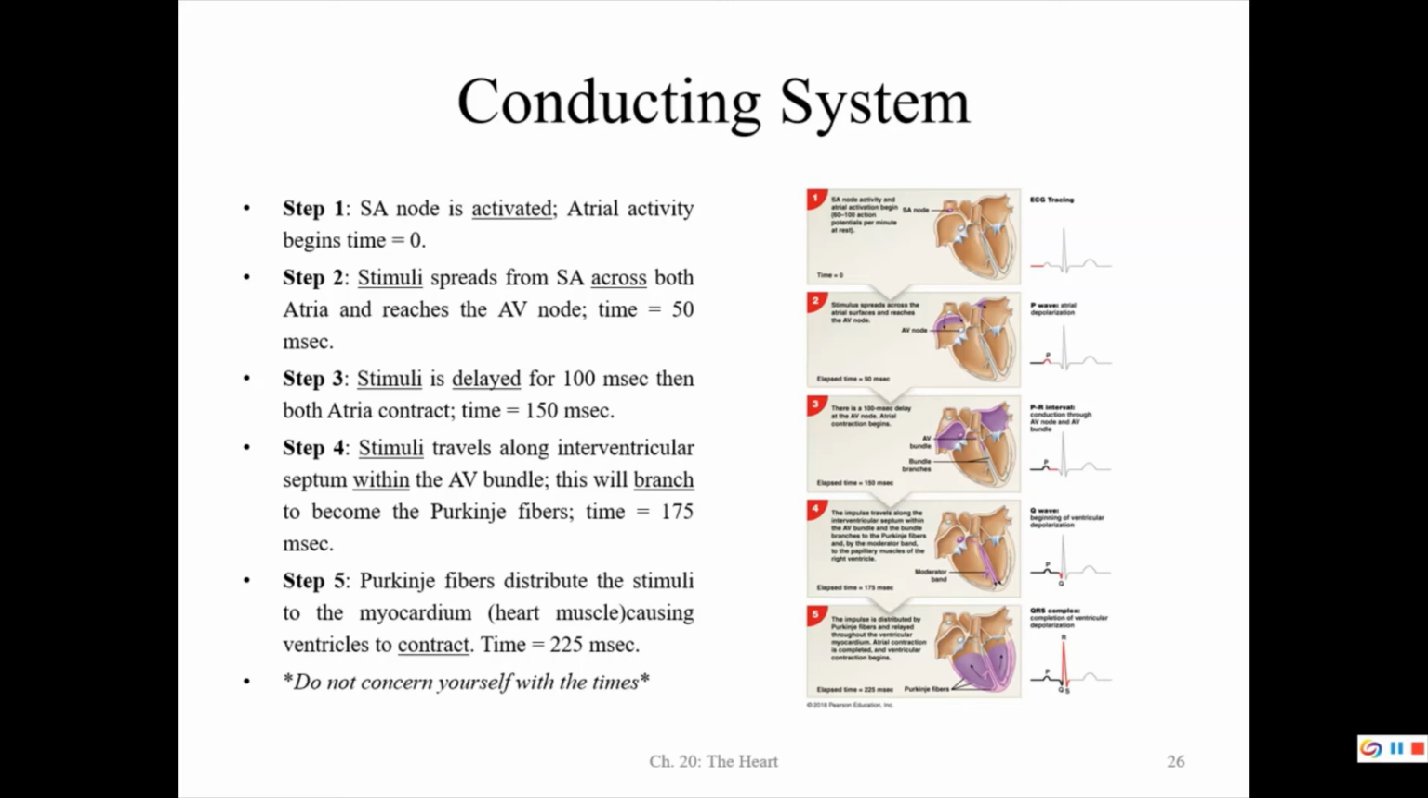Now, SA node gets activated. That's time 0. And when it does, that's like the starting pistol goes off. The stimulus spreads. It's like a race. We're going from the SA node, trying to get to the AV node. That takes us 50 milliseconds. Then we get to the AV node, and the AV node says, stop, hold on, wait 100 milliseconds, roughly. So now 150 milliseconds has gone by. And now, bam, you're off to the AV bundle, the bundle of His. You go down there, it branches, Purkinje fibers, 175 milliseconds. And then finally, those Purkinje fibers stimulate the myocardium. The myocardium starts to contract at 225 milliseconds now.